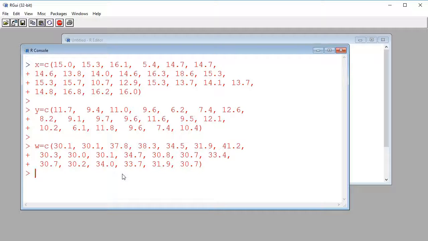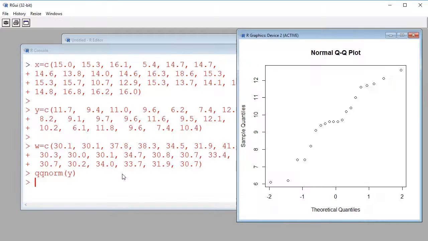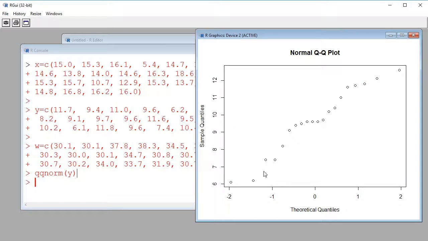I want to know if it's reasonable to assume that this is a random sample from a normal population. So I use qqnorm of y. This will build the quantile plot. Just to explain a bit what R is doing to build the plot. On the vertical axis, this is the sample quantile. So these are actually just the values that we observe.